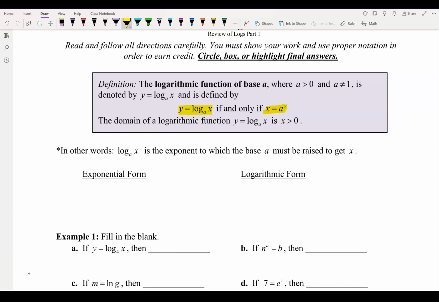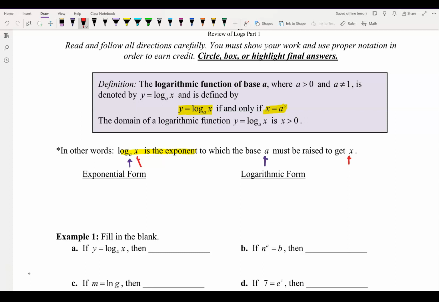You can read the definition here for yourself, but you want to first think of a logarithm as an exponent. It's the exponent that this a right here has to be raised to in order to get that x.